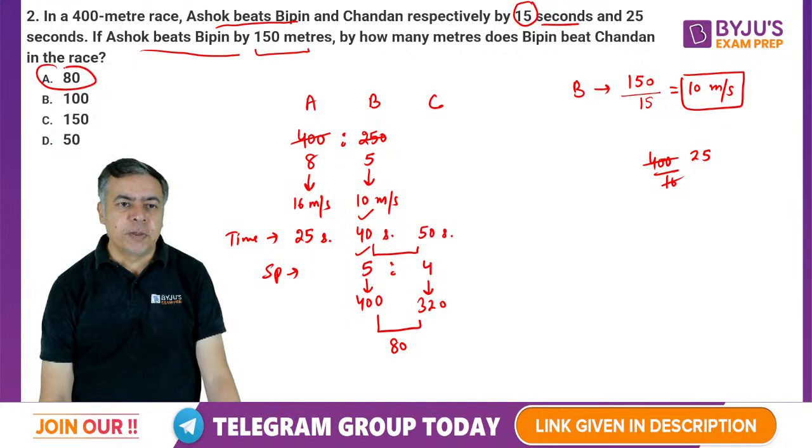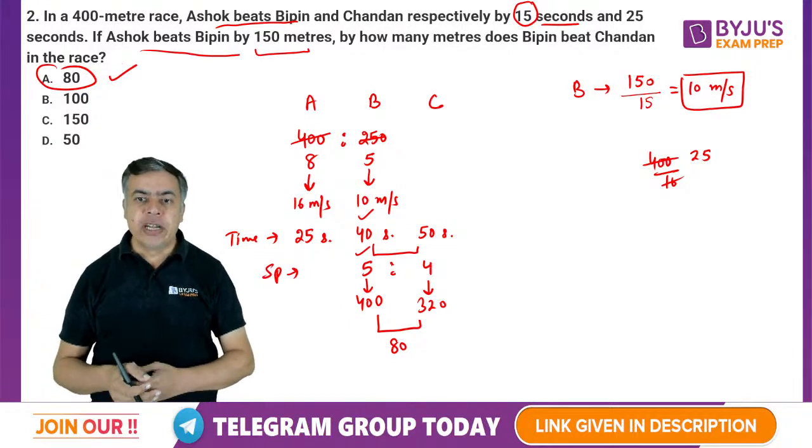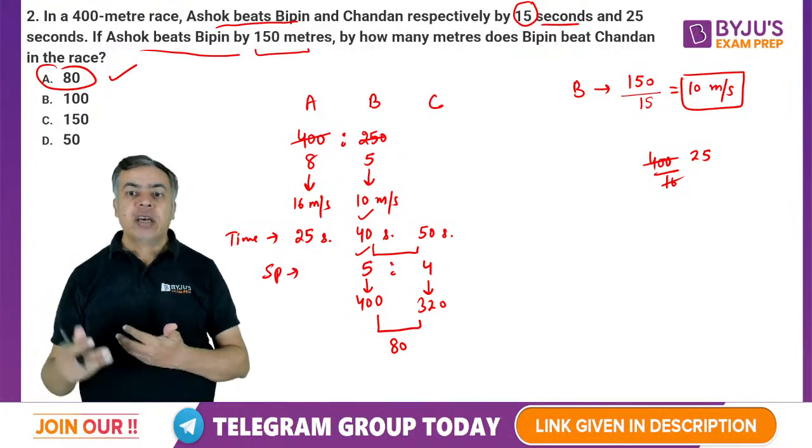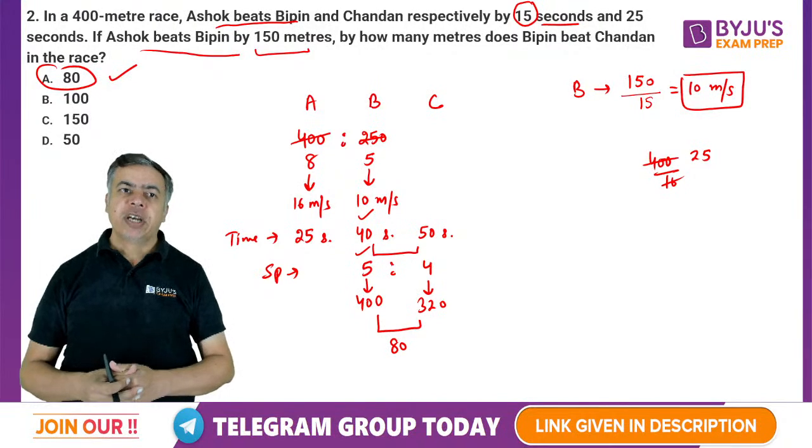So the A option should be the correct answer, because the question is by how many meters does B beat C? Bipin beats Chandan. So it should be 80 meters.